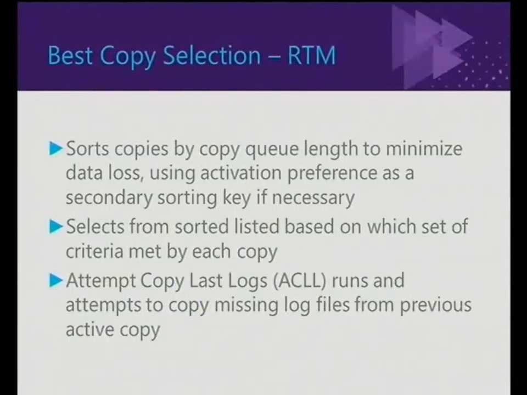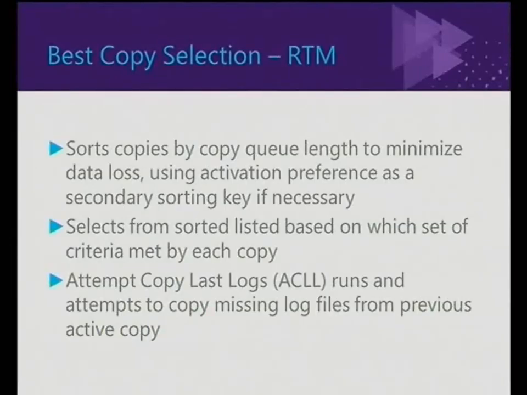Now, if it turns out that multiple passive copies have the same copy queue length, maybe you've got two copies, both of which have a copy queue length of 0. They were able to keep up. There's another property that we use to act as a tiebreaker. And that property is called activation preference. I talked about it in the concept session, so if you weren't there, definitely you're going to want to see that session after the show on the online version. But basically, activation preference will act as a tiebreaker.